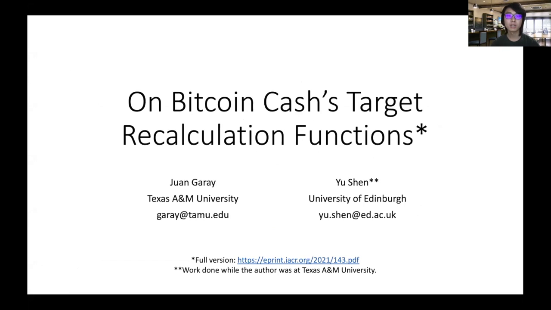And in this paper, we choose Bitcoin Cash as a representative of the blockchains that have experienced different target recalculation functions and give an analysis of how these functions affect the security of a blockchain.